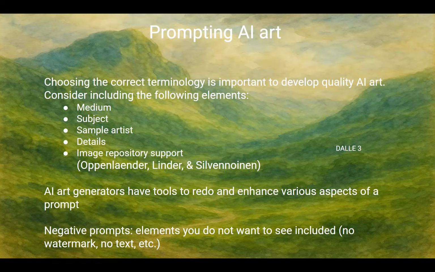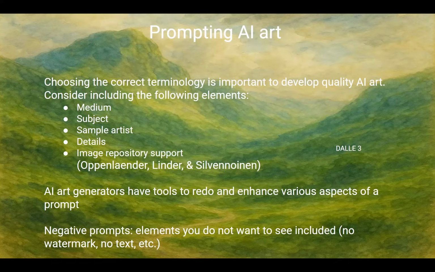They're just generating it based on their prompt and what else they've been trained on. So they're not going to necessarily fill in the gaps as well as you could if you were just drawing the image yourself. So it's good to just spell out exactly what you want to see as much as possible, and that will help generate a result that's more accurate to what you're looking for. And finally, any image repository support.